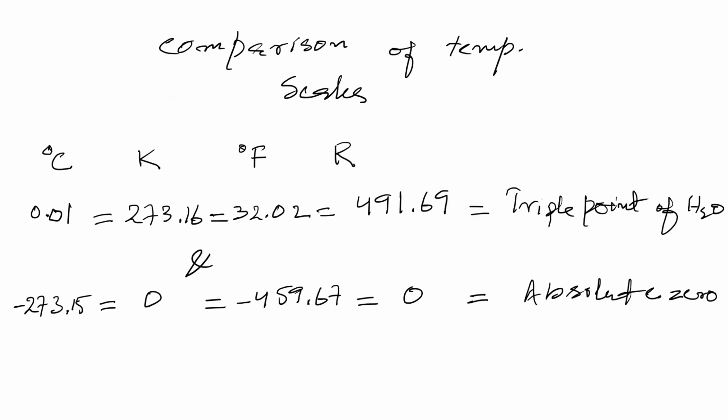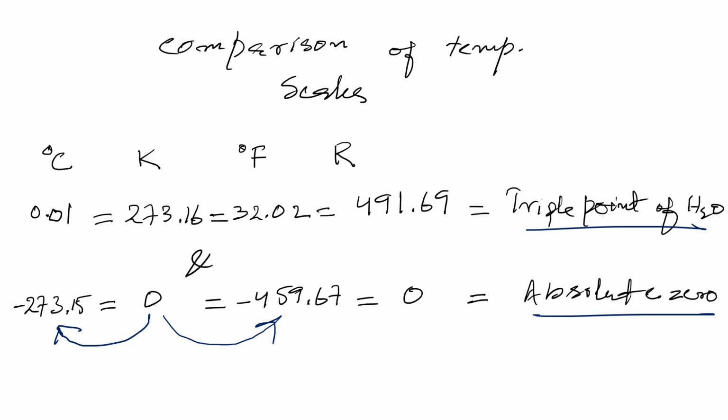Now let's compare all four scales of temperature. I took here two points. One is the triple point of water, which will be discussed in coming lectures, and the absolute zero, which we have discussed right now. At absolute zero, the degree centigrade is minus 273.15 degrees centigrade, and at the same time the Fahrenheit will be minus 459.67, and Rankine will be 0, right?